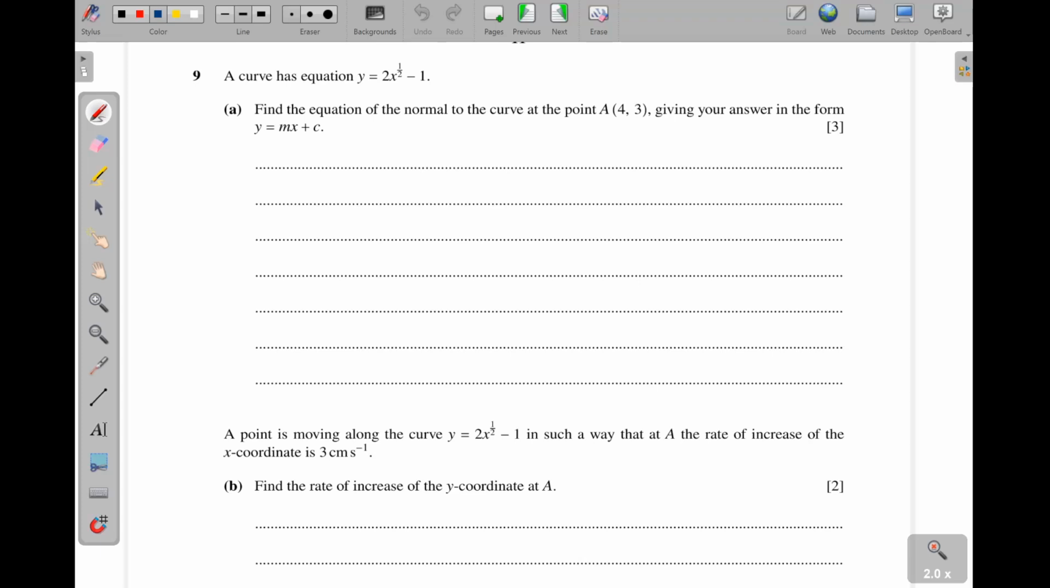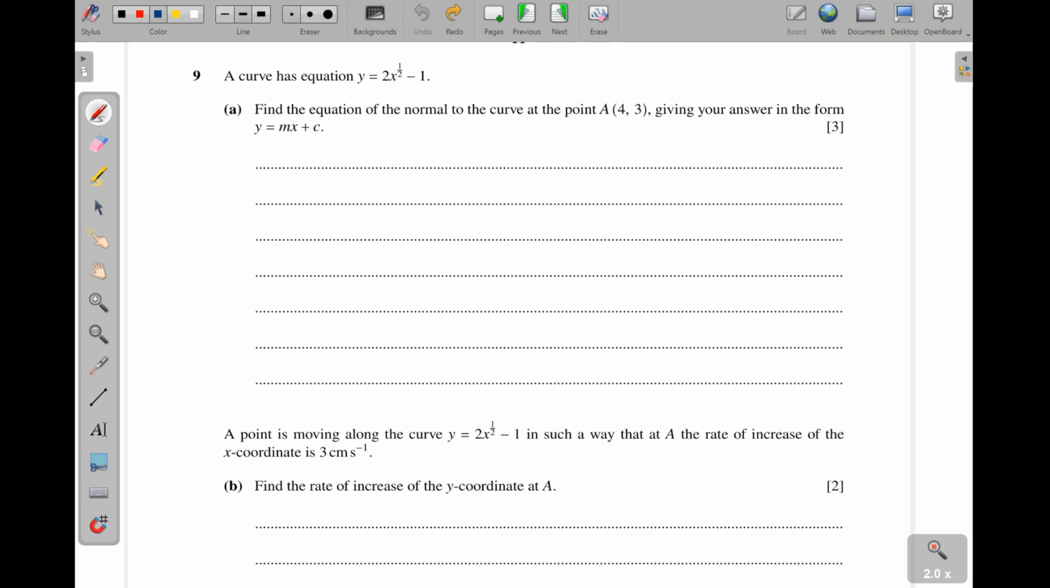Question 9, we can see differentiation here coupled with coordinate geometry. So a curve has this equation, and they are saying part A, find the equation of the normal to the curve at the point A, which is (4, 3), giving your answer in the form y = mx + c. In order for us to find the equation of any straight line, we need the gradient, and also at least one point through which the line passes.